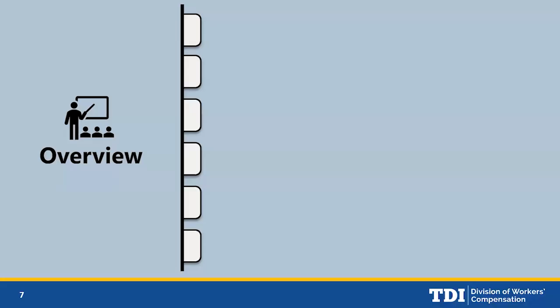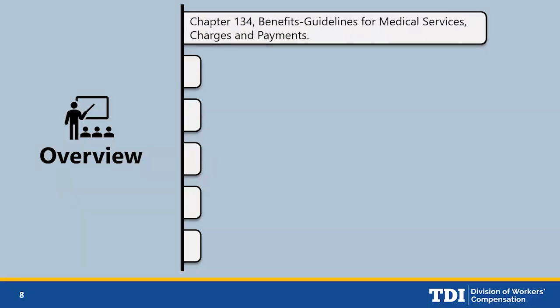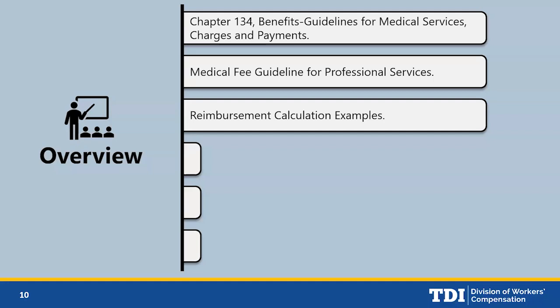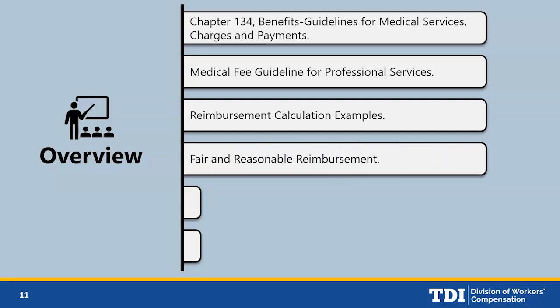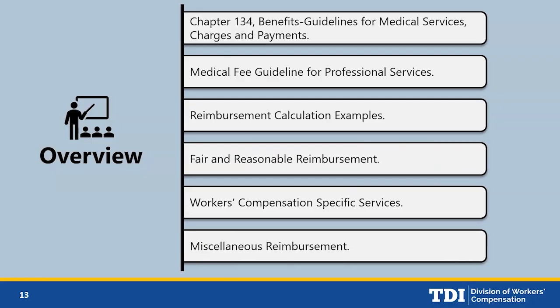An overview of what we're covering today. First, Chapter 134. We've had previous videos that talk about the billing rules and deadlines. That's all in Chapter 133. If you want to learn about reimbursement, you're going to go to Chapter 134. That's all about the charges and payments in workers' compensation. Specifically, we'll go over the medical fee guideline for professional services. The majority of the medical bills or claims, if you would call them, in our system come from professional services. We'll have some reimbursement calculation examples. We'll learn about fair and reasonable reimbursement. We'll learn about the workers' comp specific services and some miscellaneous reimbursement, all covered in today's video.